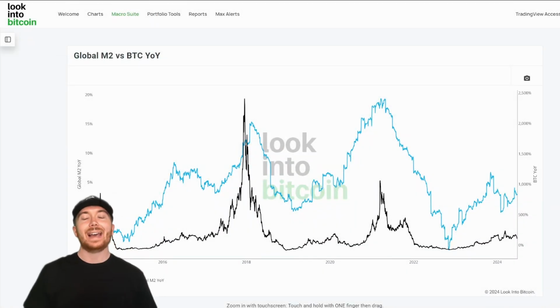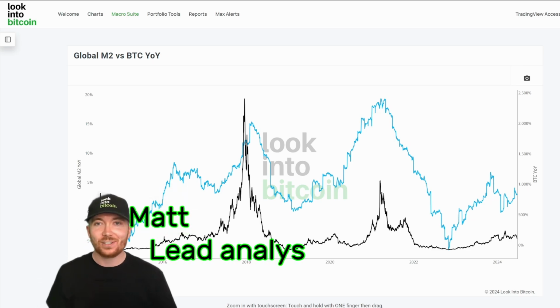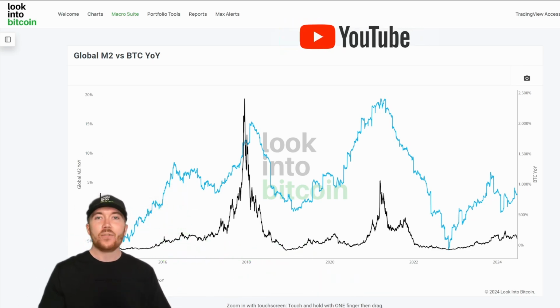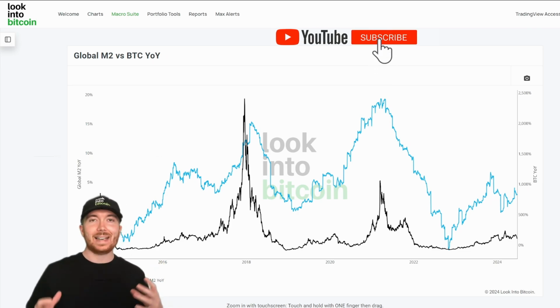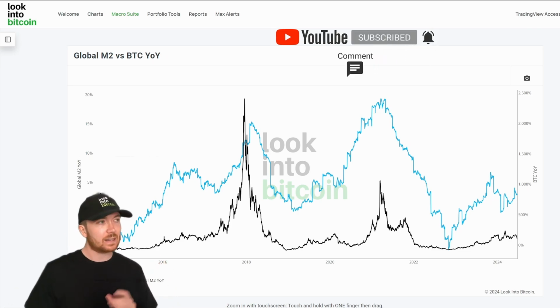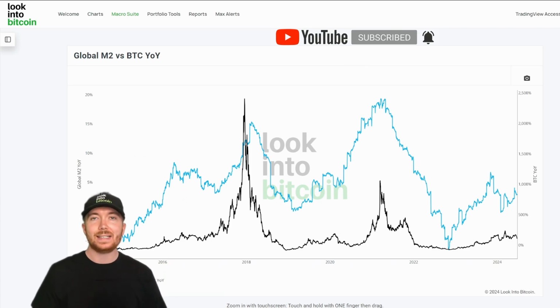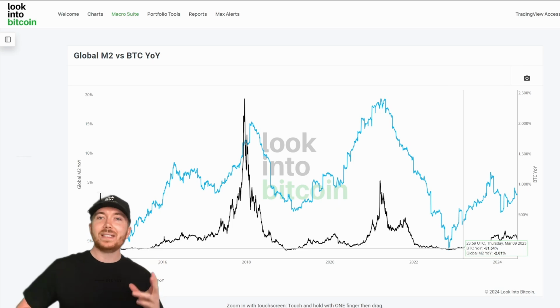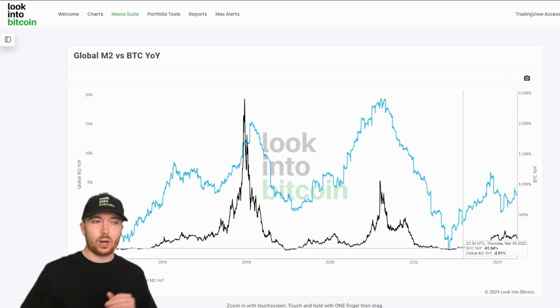Today, we're going to be looking at a very, very simple strategy that has historically outperformed Bitcoin's buy and hold returns from all the way back in the bottom of the bear cycle of 2015. And the big basis of this strategy is the global M2 versus BTC year-on-year chart we have here on Look Into Bitcoin. Now, this is going to be a slight alteration of this metric.